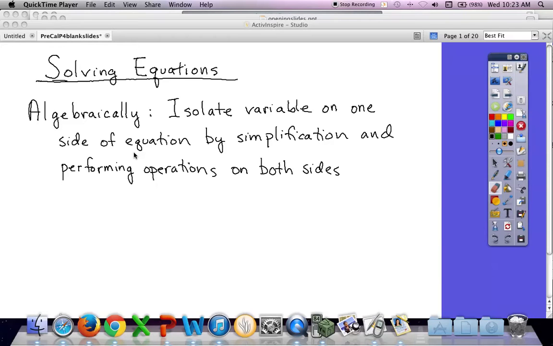Okay, so when we talk about solving algebraically, the first thing we're talking about is the basic idea: isolate a variable on one side, and on the other side will be the answer. How do you isolate a variable on one side? You simplify on each side, and you do operations to both sides until there's a variable to the first power with a coefficient of 1 on one side of the equal sign, and the answer will be on the other side. Right? That's the most basic kind of solving an equation.